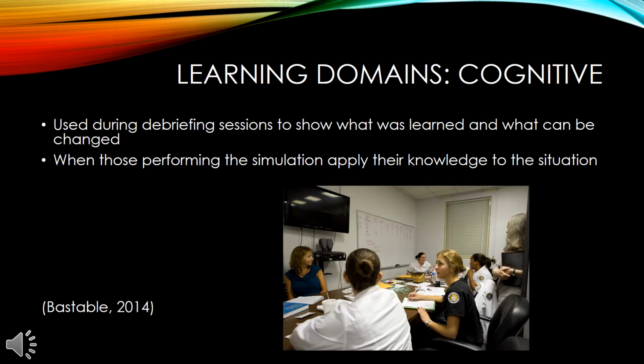Simulation looks at the cognitive domain in a couple ways. It's used during debriefing sessions to show what was learned and what can be changed, and when those performing the simulation can apply their knowledge to the situation.